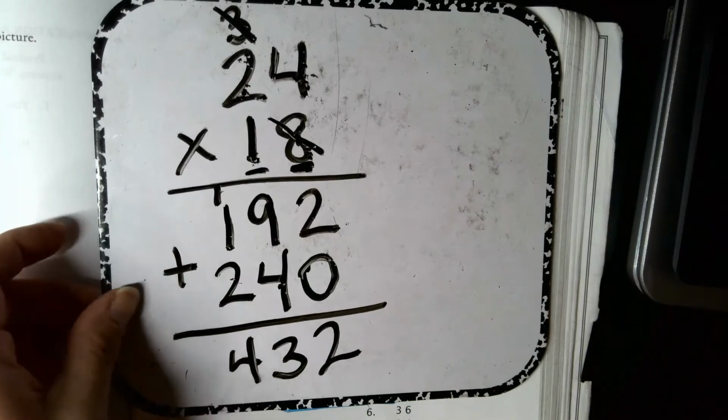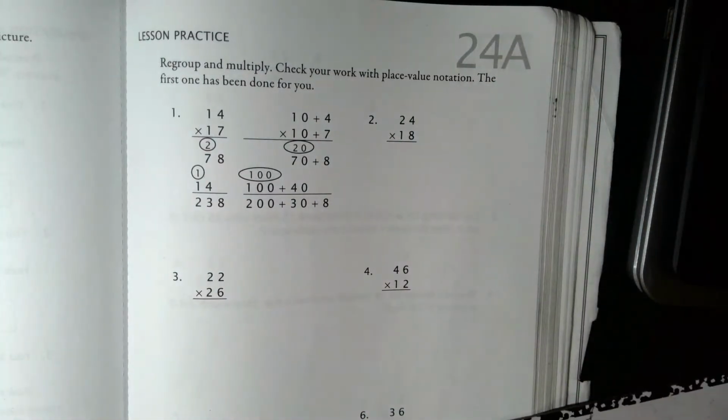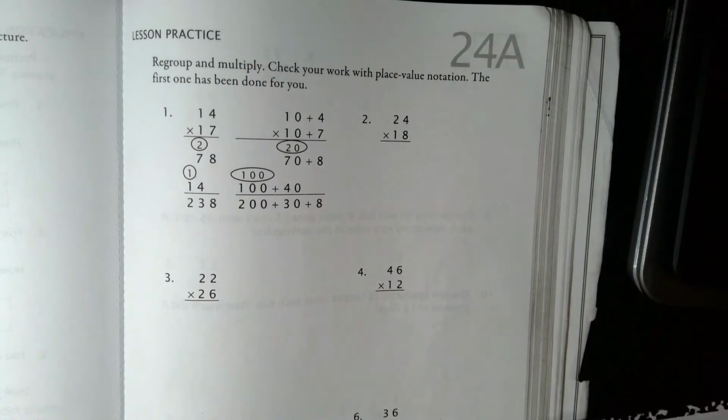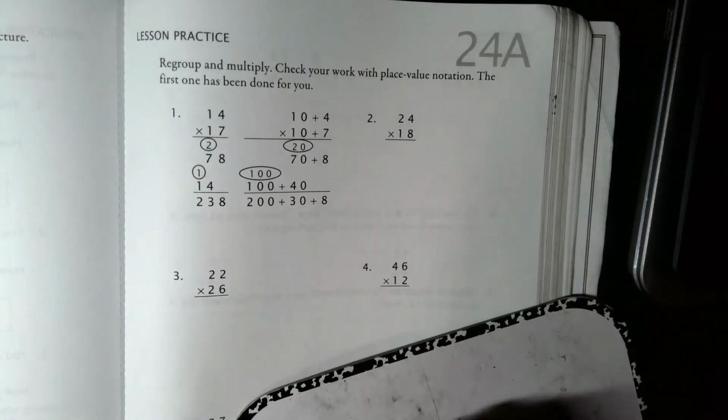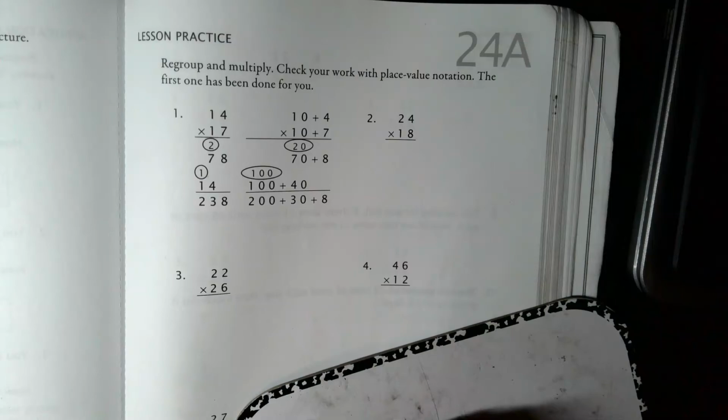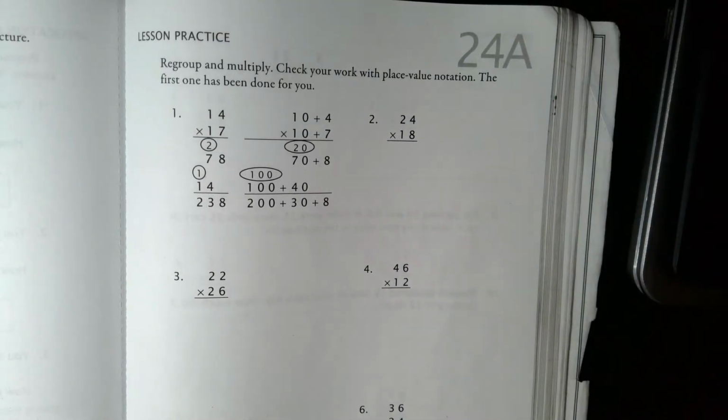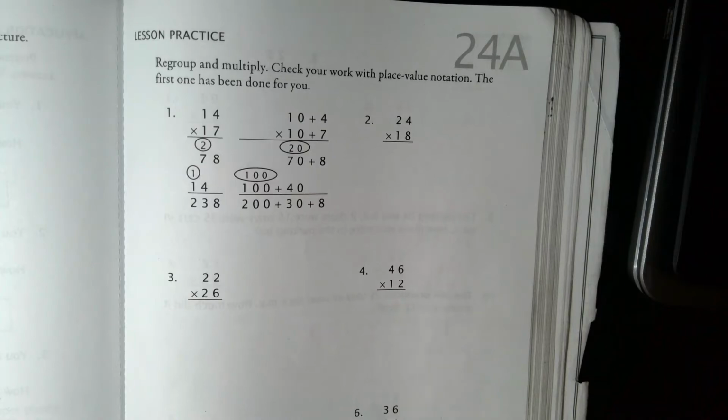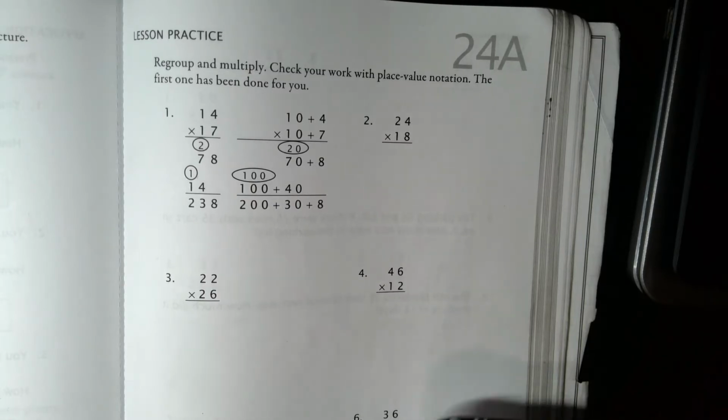Okay. That one is for number 2 on the first page. The next problem on the same page is 22 times 26. Let me see if I can find one where I carry on both. Okay, I'm actually going to do number 6, because on number 6 you have to carry both times, and that's what I'm looking for. I want to do a problem where we carry when we multiply our ones and when we multiply our tens place.